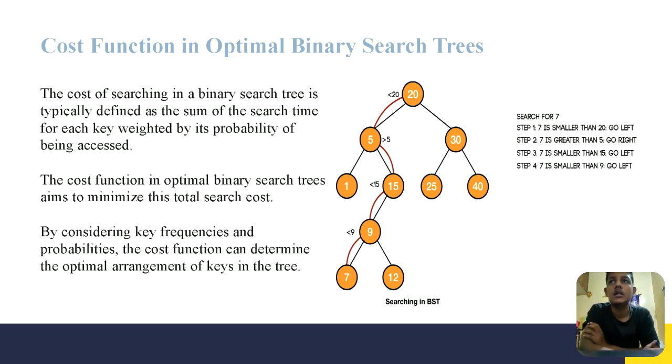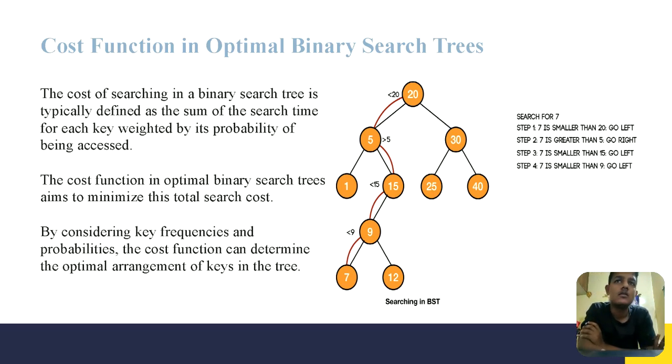And the cost function in optimal binary search trees. The cost function of searching in a binary search tree is typically defined as the sum of the search time for each key weighted by its probability of being accessed. The cost function aims to minimize this total search cost. By considering key frequencies and probabilities, the cost function can determine the optimal arrangement of keys in a tree.